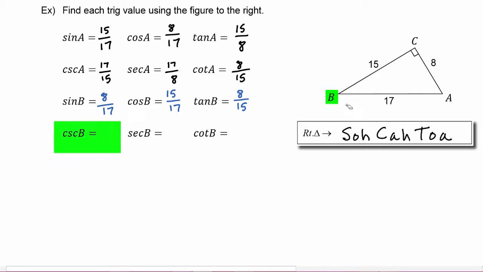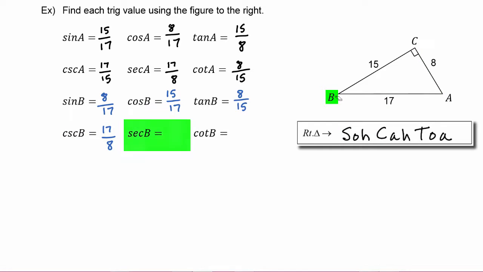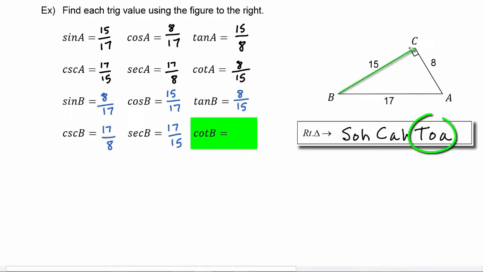Cosecant of B is hypotenuse over opposite, so 17 over 8. Secant of B will be hypotenuse over adjacent, so 17 over 15. And cotangent of B will be adjacent over opposite, 15 over 8.